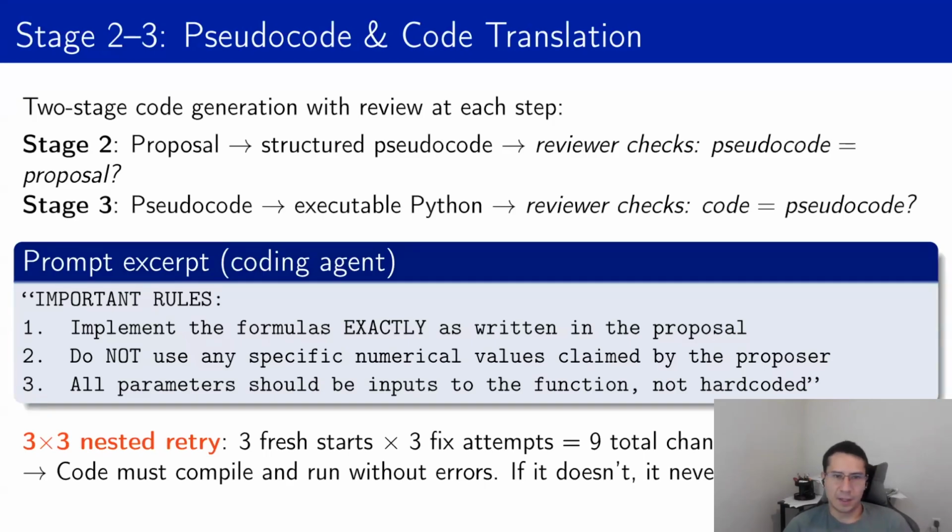And of course, the prompt would be something like, implement the formulas exactly as written in the proposal. Do not use any specific numerical values claimed by the proposer, right? Because those would get calibrated later. All parameters should be inputs to the functions and not hard-coded. That's just for the Python side. And then 3 times 3 nested retries, so 3 fresh starts times 3 fix attempts, so 9 total chances. The code must compile and run without errors, and if it doesn't, it never reaches evaluation. So you need to pass the math and you need to pass the code in order to make something sensible.